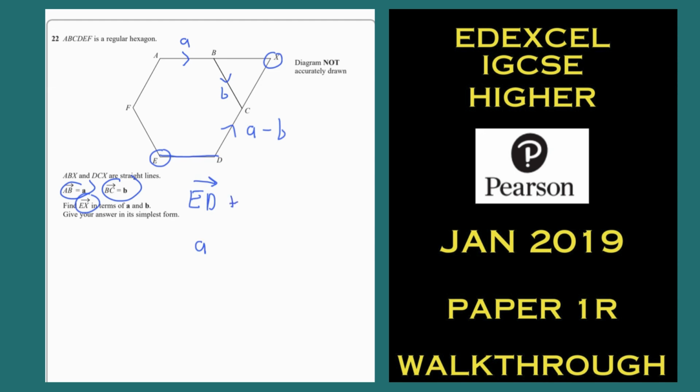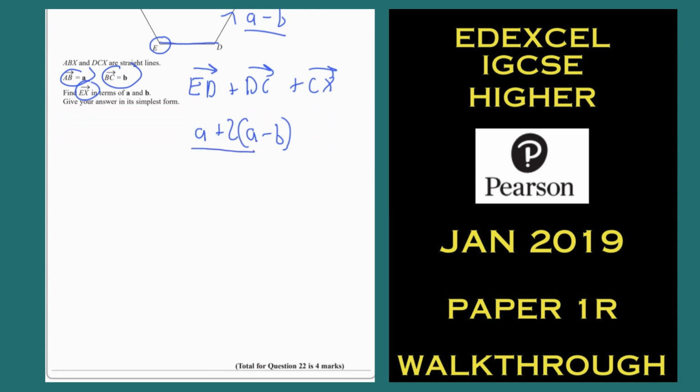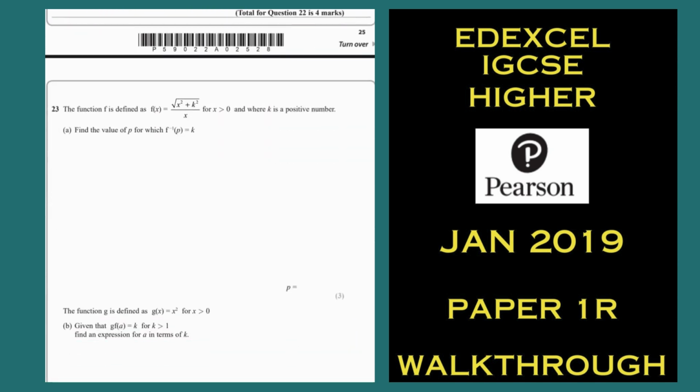And then we need to go D to C, which is basically A minus B. And then we need to go C to X, which is basically the same thing, so you can just double it. And believe it or not, simplify it, that's going to be your answer. A plus 2A gives us 3A, and we've got positive 2 times negative B, negative 2B. One that is hard to start up, but becomes pretty easy.